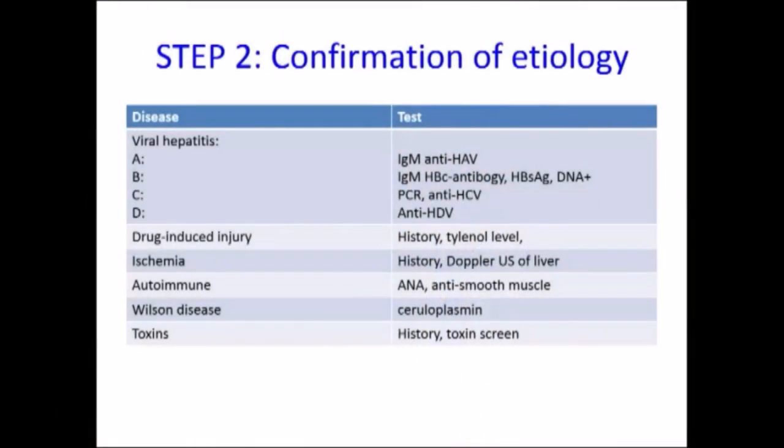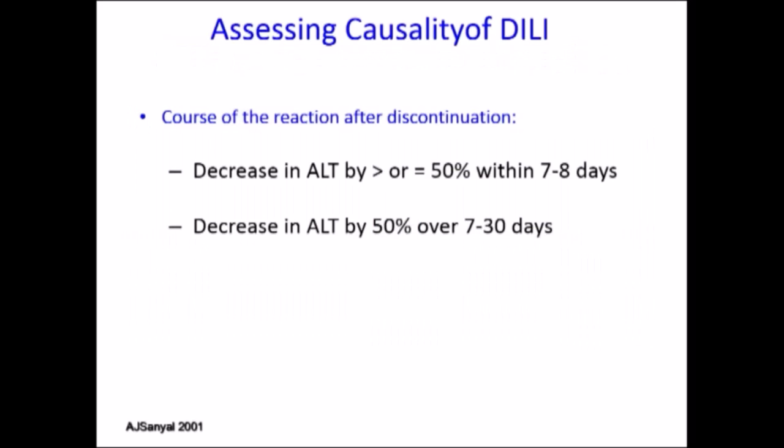Then you confirm your etiology. And of course, this is pretty straightforward. You order the appropriate serologies. For drug-induced injury, you've got to get a history. It's reasonable to get a Tylenol level, but don't get fooled if the level is low. And for ischemia, again, the history of shock, sepsis, myocardial infarction, cardiovascular issues. You can get a Doppler ultrasound of the liver to make sure you haven't clotted anything off. For autoimmune disease, you get an antinuclear antibody. For Wilson, you get a ceruloplasmin. This is all in your handout, so I won't belabor this.